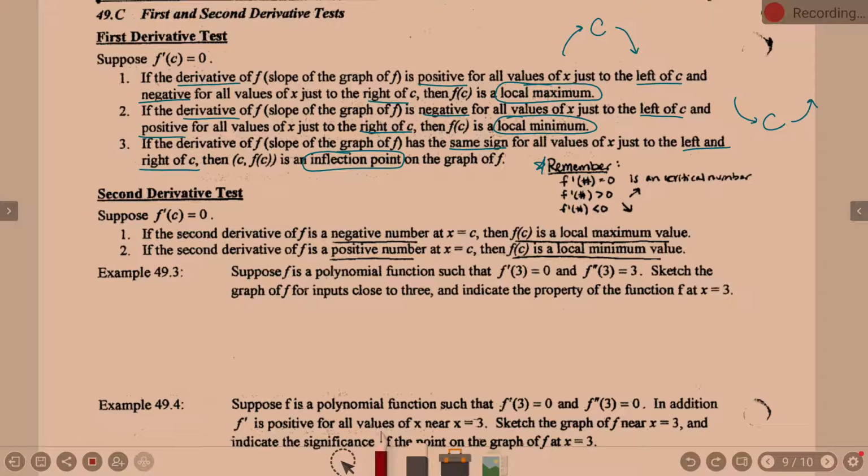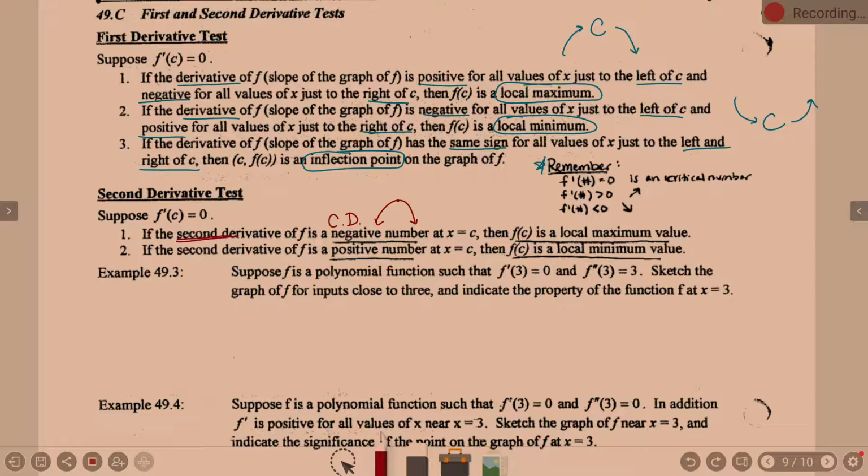Now, think about if this makes sense. First of all, we're talking second derivative. What does second derivative tell me? Concavity. What does a negative second derivative tell me? Concave down. A graph that is concave down has a max, because concave down, think upside down parabola. So does it make sense that a negative second derivative indicates a max?